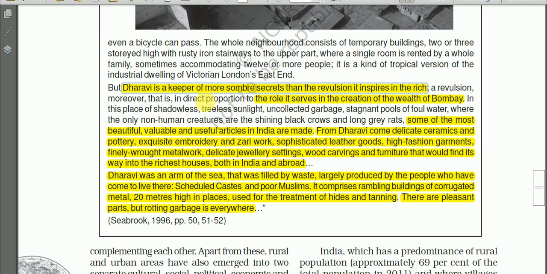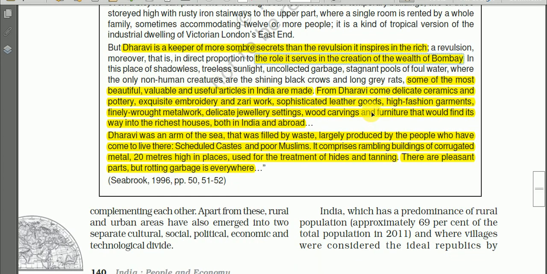That means this Dharavi is playing a great role in creating the wealth of Bombay, that is, in creating the wealth of Mumbai. So let us read. In this place of shadowless, treeless sunlight, uncollected garbage that you have seen, stagnant pools of foul water where the only non-human creatures are the shining black crows and long grey rats, some of the most beautiful, valuable and useful articles in India are made. Some of the most beautiful, valuable and useful articles in India are made in Dharavi.